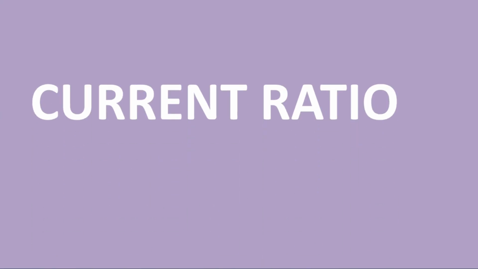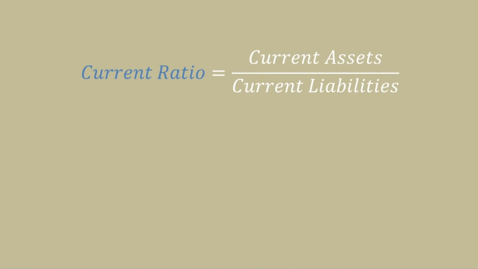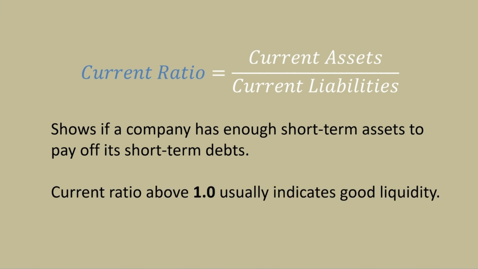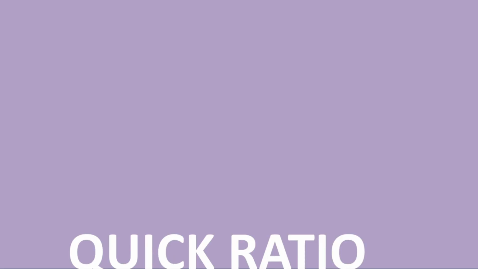The first one, current ratio. Current ratio equals current assets divided by current liabilities. It shows if a company has enough short-term assets to pay off its short-term debt. A current ratio above 1 usually indicates good liquidity.